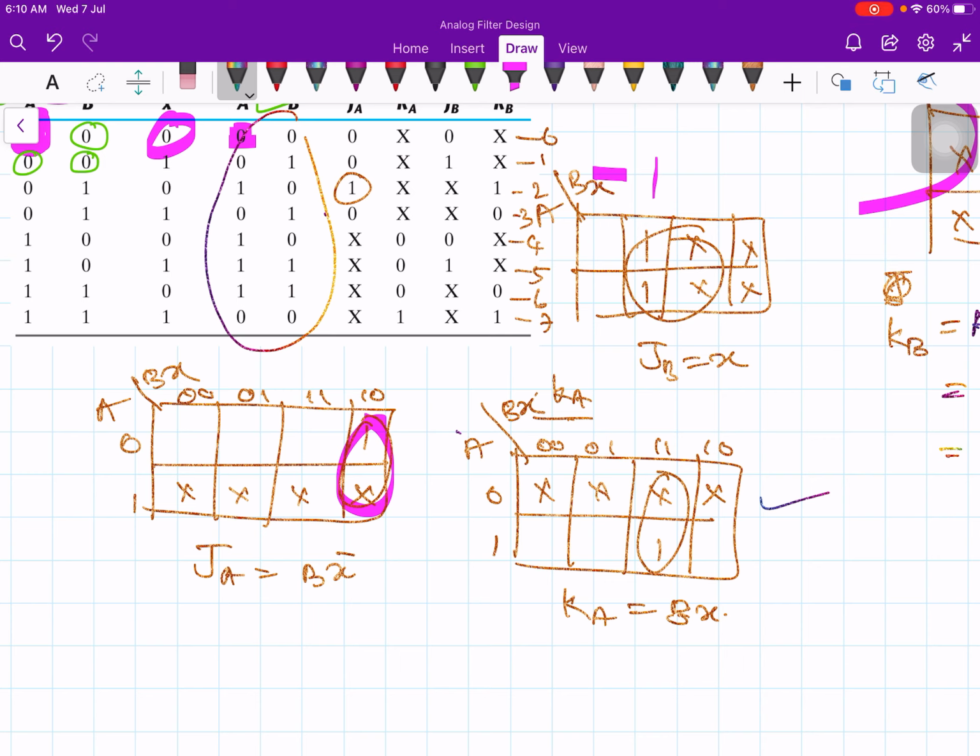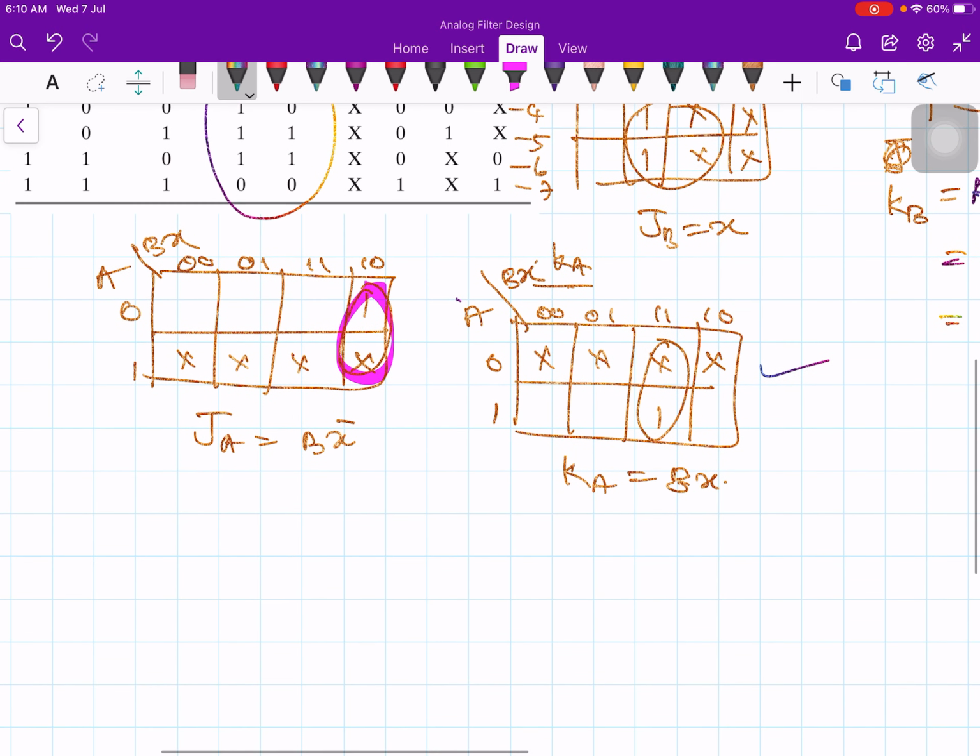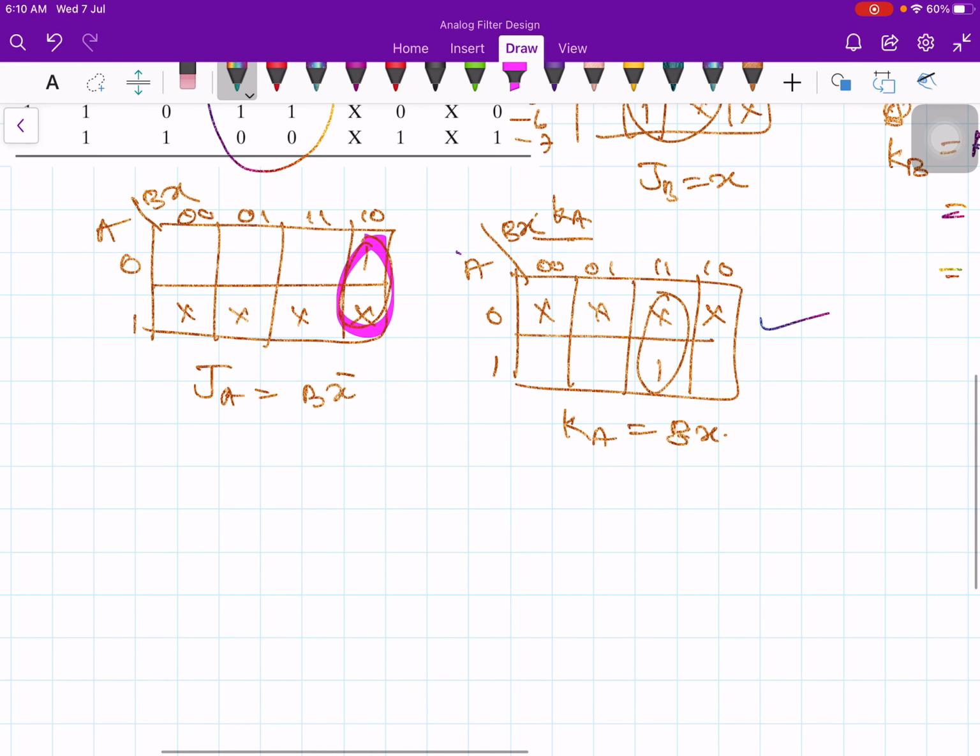Since the input equations are a function of the present state and the input only. See, our aim is to derive the input equations. The input equation is a function of the present state and input, not the next state. Next state is the result of your input equation, the result of your flip-flop inputs.